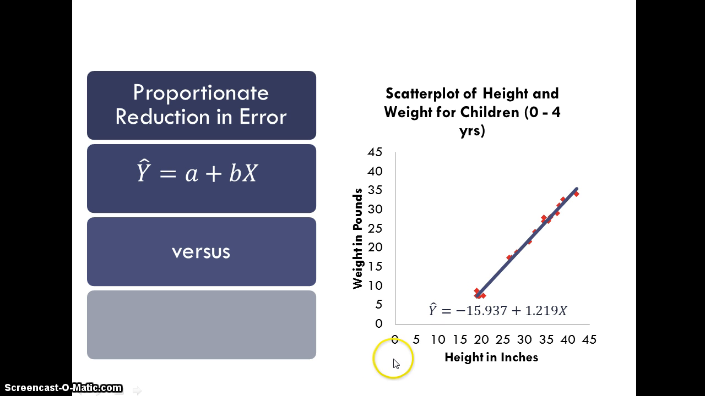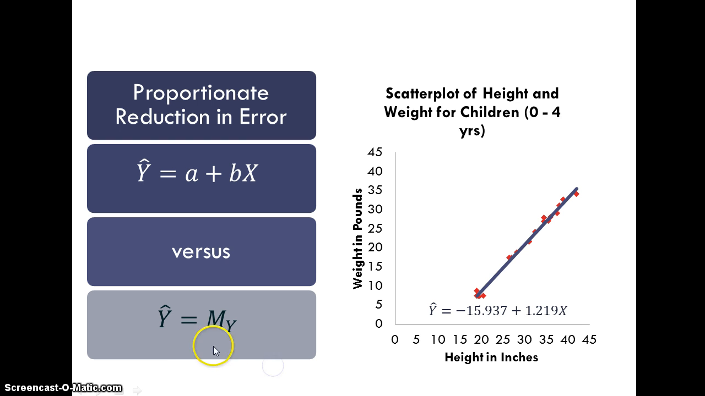Our intercept is -15, so somewhere down over here. And for each inch that the child grows, they gain 1.219 pounds. Okay.